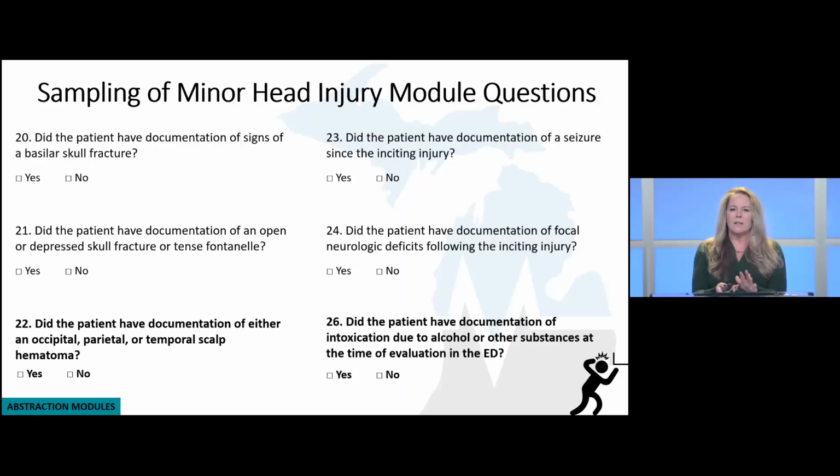And then this is always the fun one. I've been getting a lot of questions recently about this one, and about the documentation of intoxication and whether that itself lends to just an automatic head CT. So for this particular question, we're looking for is there documentation that the patient is still actively intoxicated during evaluation in the ED? I'll talk more about that in a second too.